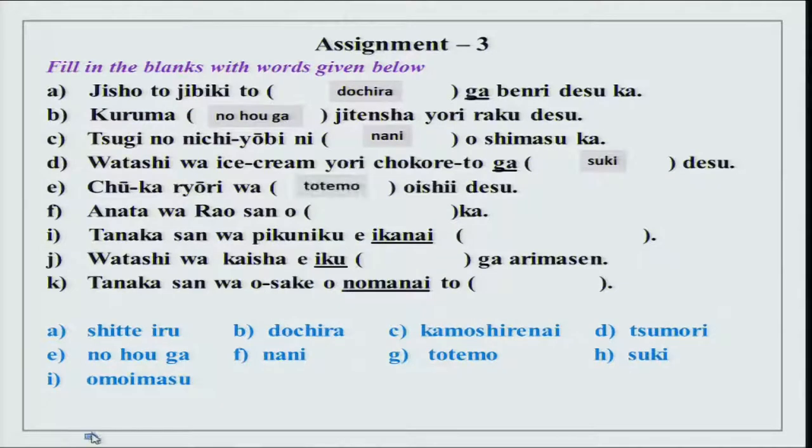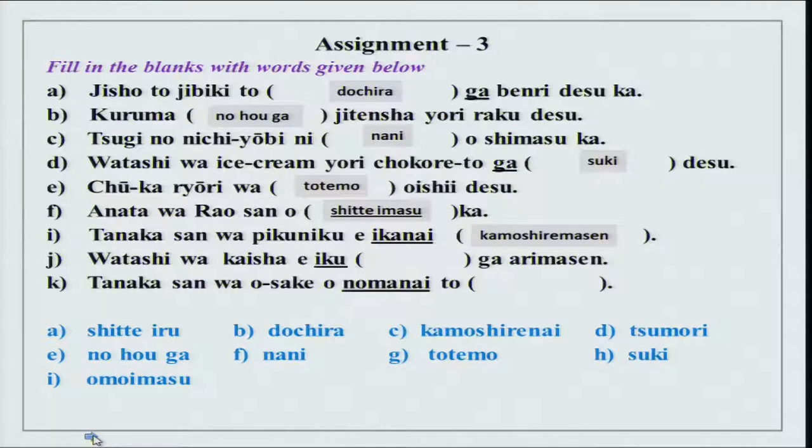Then we have chuka ryori wa totemo oishii desu. Totemo is another way of showing degree, very, very or exceptionally is what it means. Chuka ryori is Chinese cuisine. Then, anata wa Rao san o shitte imasu ka? I think I remember telling you that shitte imasu means to know, and the negative is shirimasen. Please not shitte imasen. It is shirimasen. Anata wa Rao san o shitte imasu ka? Do you know Rao san?